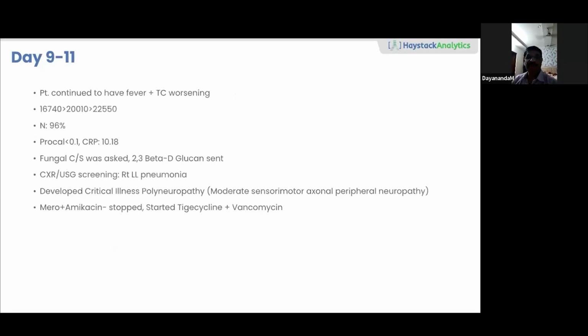Okay, there was a question on what sample was sent for infection panel. It was the sputum post-intubation.